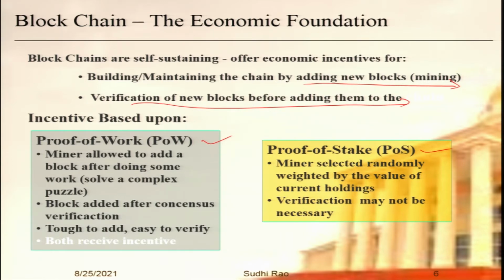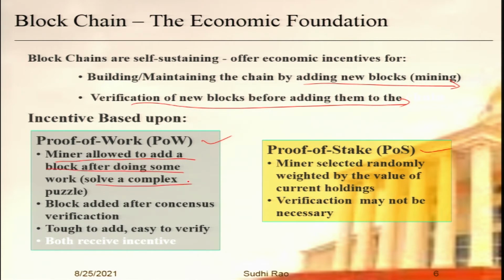and Bitcoin decides whom to give that right to add the next block based on what is called proof of work. That is, whoever does some amount of work first is allowed to do that. This is how it happens. There are so many miners, so many people trying to calculate the next block in Bitcoin. The miner is allowed to add a block after doing some work like solving a complex puzzle.